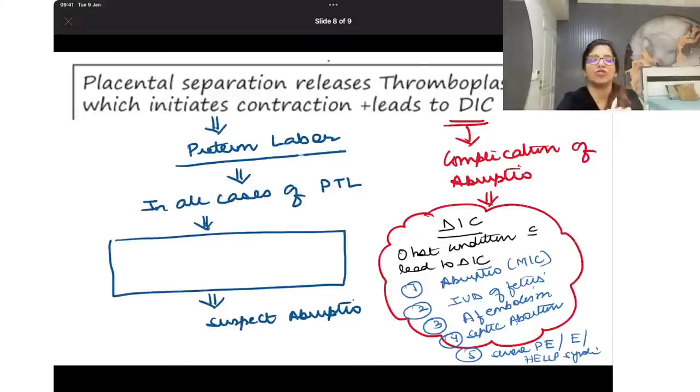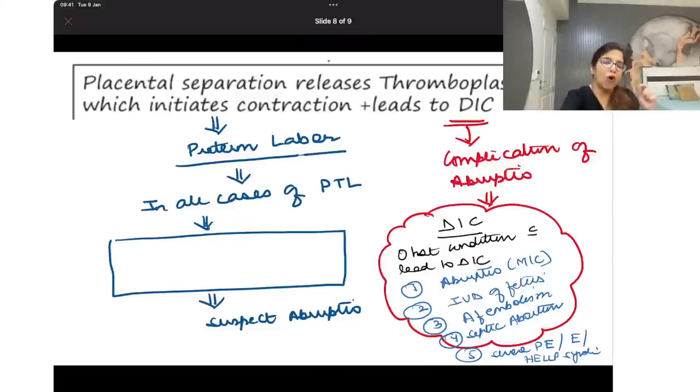Yes. Now, when abruptio happens and thromboplastin is released, thromboplastin initiates contractions, and these contractions lead to the process of labor or they can lead to preterm labor. If these contractions are happening after 37 weeks, that is, the placental separation is happening after 37 weeks, it is going to lead to labor. If this is happening before 37 weeks, it is going to lead to preterm labor.